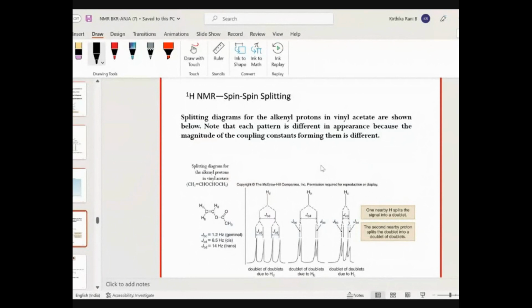Next class onwards, you'll have completely problems alone. Only problems. The next set of problems will be based on splitting pattern and coupling constant, which is 6 to 7 questions. Then after that, you'll have the complete 4 marks questions, CSIR, GATE higher order questions. That will be based on coupling constant, IR and NMR values and splitting patterns. So please go through the previous class portions when you come for the next class.